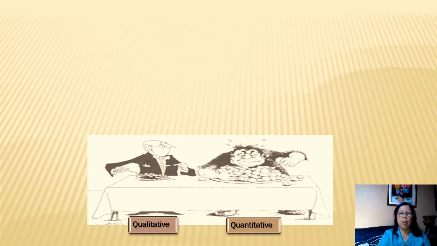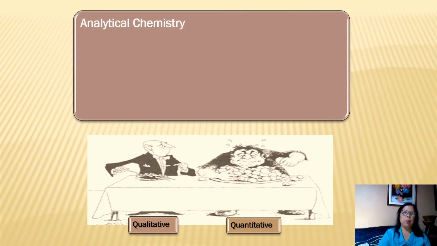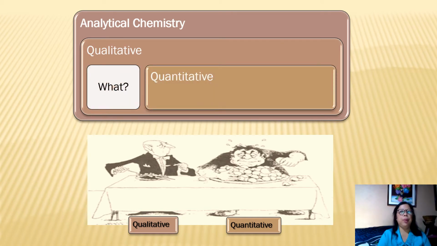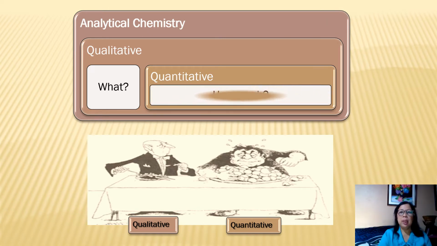So there are different types or concerns of analytical chemistry: the qualitative side of matter and the quantitative side of matter. If we look at the qualitative side of matter, we are referring to the what. What is present in a certain substance? What is present in the test tube? And in quantitative chemistry, it is asking how many, how much of that matter is present in the test tube.